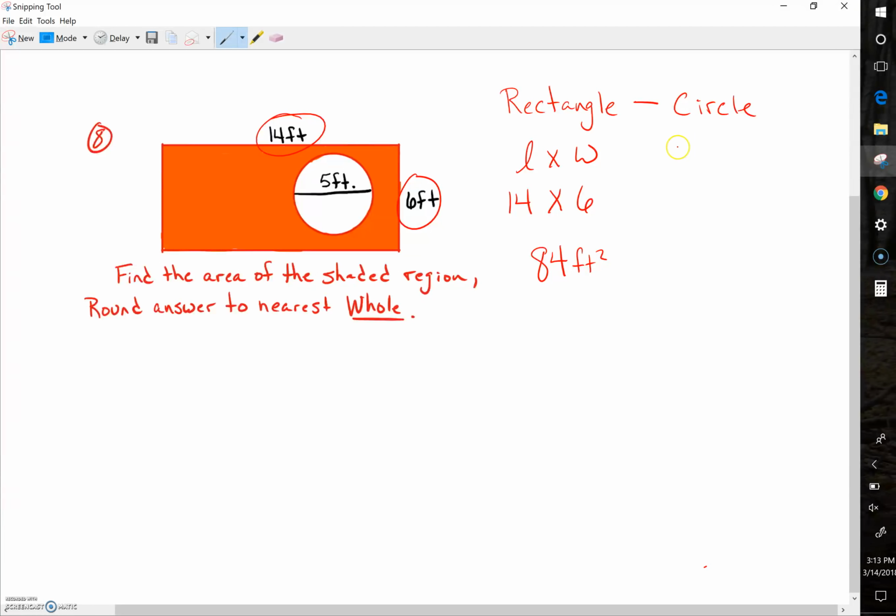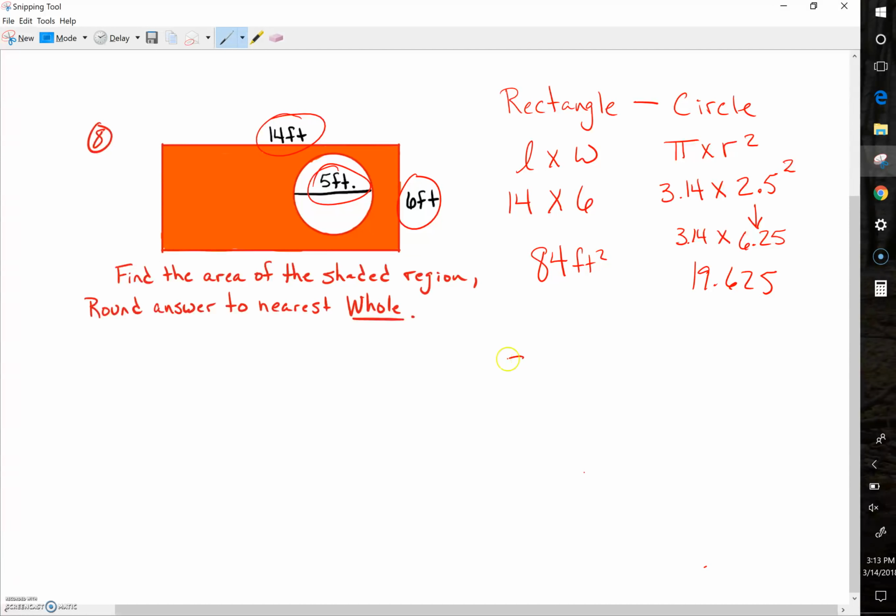We're now going to find the area of our circle, which is pi times radius squared. Pi is 3.14. The radius is 2.5 because, as you can see, this is a diameter, so the radius is going to be half of that, 2.5 squared. Now remember, 2.5 squared is 2.5 times itself, not times 2. So when you do 2.5 squared, you get 6.25 times 3.14. And you get 19.625.